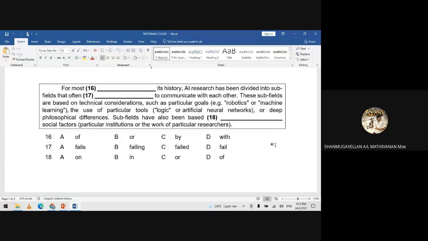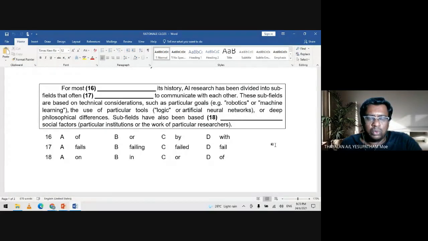So, B? No, it is not B, sir. It is not a continuous tense. If it were continuous, then you could use ing, failing. But there is no continuous tense. It's a present perfect. Has been divided. So the answer is D. Why is it D? Because it's present perfect. Into subfields that often, subfields plural, so that often fail to communicate with each other.